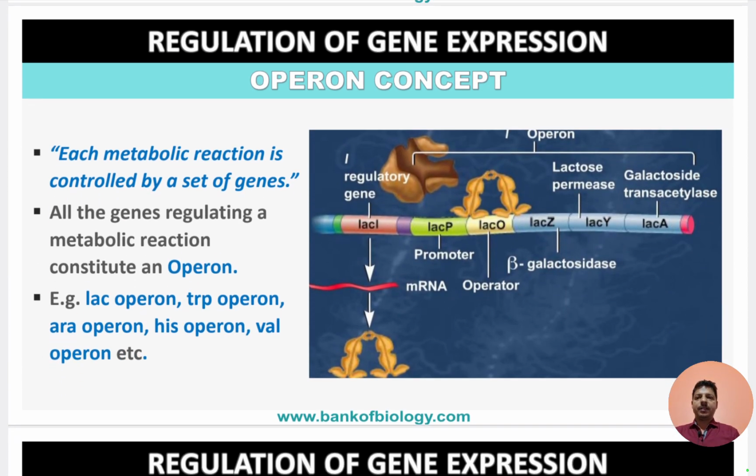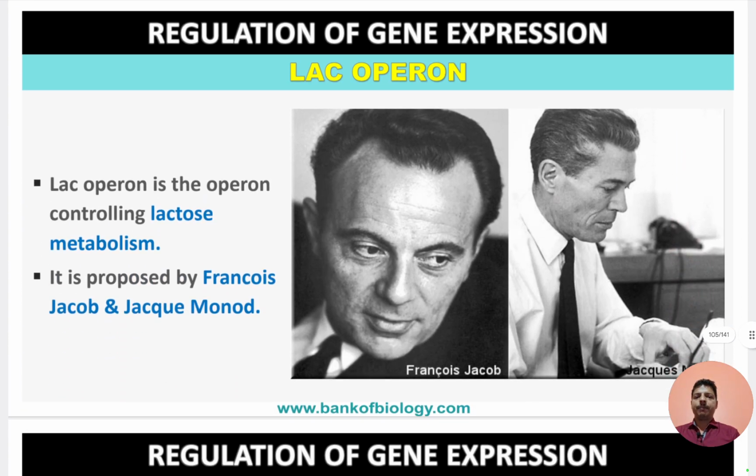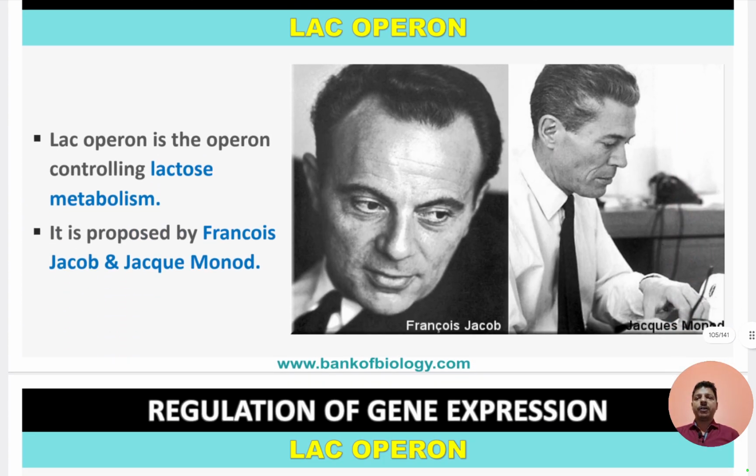Then operon concept. Each metabolic reaction is controlled by a set of genes. All the genes regulating a metabolic reaction constitute an operon. Example: lac operon, trp operon, ara operon, his operon and val operon, etc. Here you can see, but we will go through lac operon only. Lac operon is the operon controlling lactose metabolism, simply called lac operon. It was proposed by Francois Jacob and Jacques Monod.